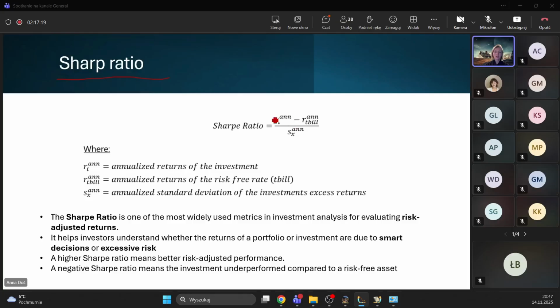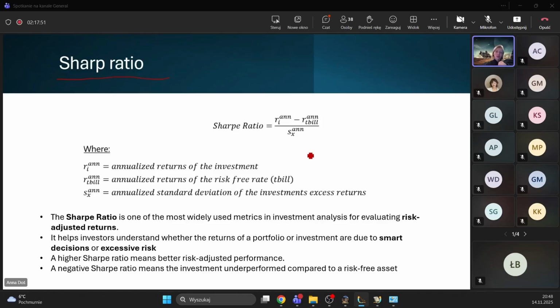Here we have the annual return on the stock. Here we have the annual return on risk-free instruments, in this case, treasury bills. Our denominator is the annual standard deviation. Obviously, the Sharpe ratio can be calculated also for monthly returns and monthly standard deviation. We can calculate a rolling Sharpe ratio. However, the classical definition is for the annual Sharpe ratio. And it shows risk-adjusted returns.